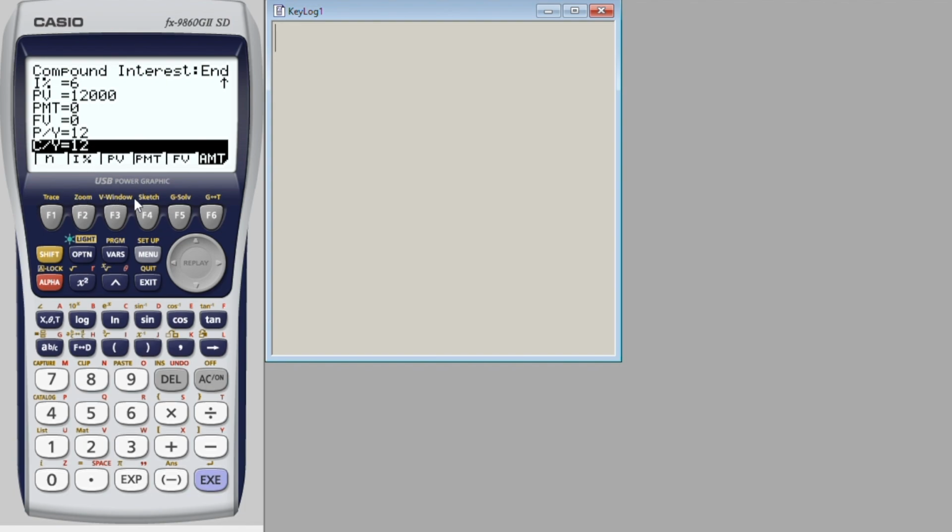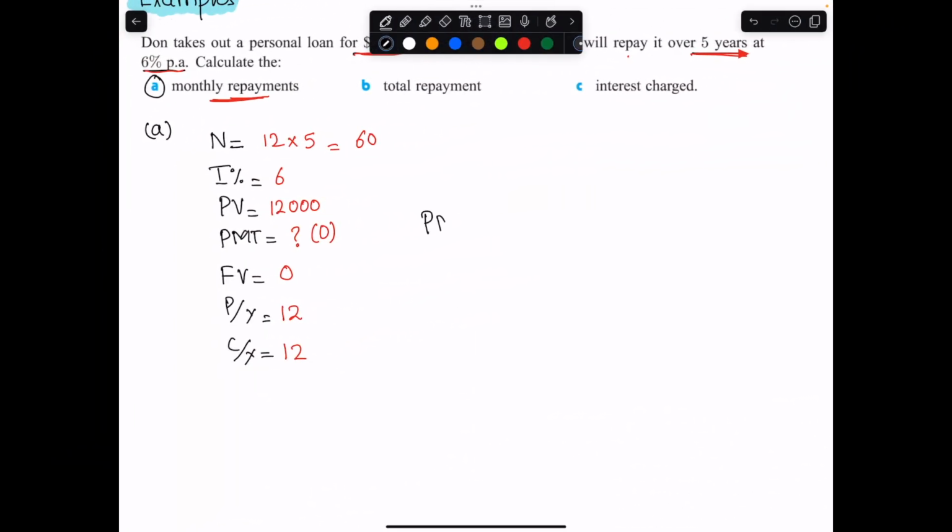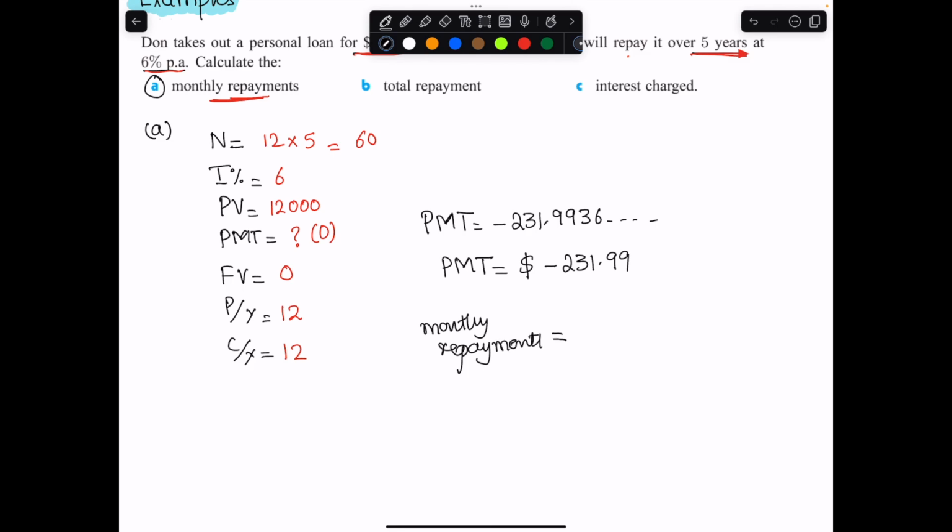Now here it says what you want to calculate. We need to calculate the PMT, the amortization or the monthly repayments. And you see we get negative 231.99. Why is it negative? Because this is the amount that we are paying. So as found, our PMT was negative 231.9936, and so on. But to make it in proper currency format, our PMT will be negative 231.99, which means that our monthly repayments are simply $231.99. The negative sign shows that this is something that you're paying.